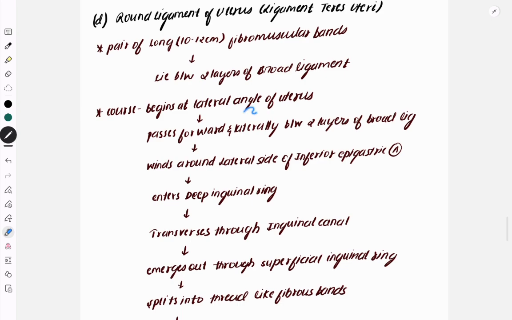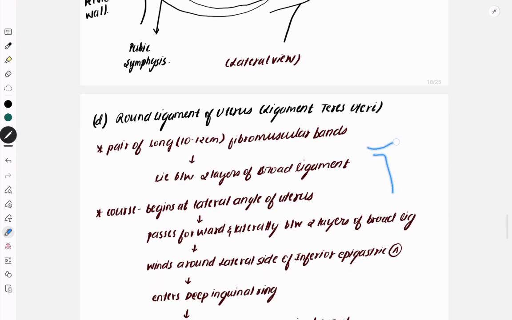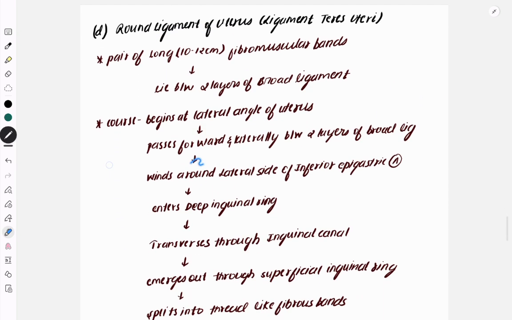If we speak about the course, it starts from the lateral angle of the uterus. So we have the angle of the uterus, and from the lateral angle of the uterus the round ligament of uterus begins, and then it passes forward as well as laterally. So as it starts, it not only passes laterally, it also comes forward. Once it comes forward, it will run between the two layers of the broad ligament, that is the anterior and posterior layers. Later on, it will wind around the lateral side of the inferior epigastric artery.